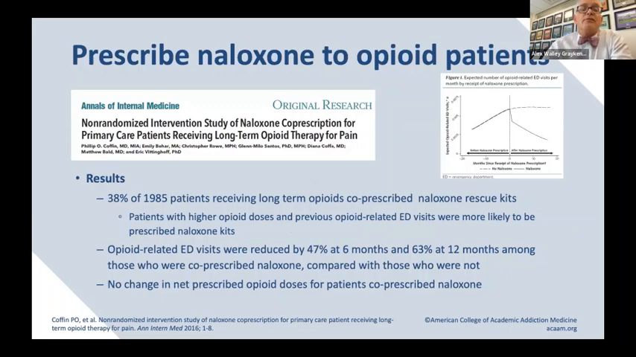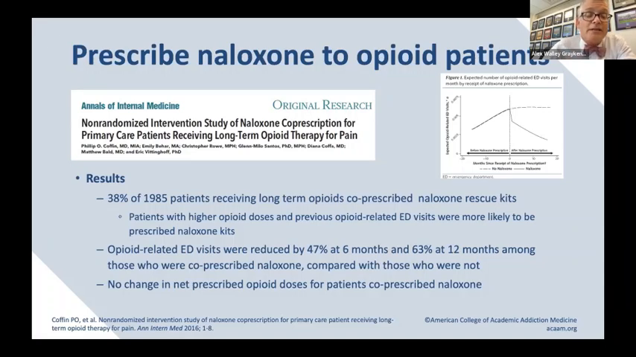So just a little bit of research on the prescribing of naloxone to opioid patients. This was a non-randomized intervention study of naloxone co-prescription for primary care patients receiving long-term opioid therapy for pain, led by Philip Coffin's group at the San Francisco Department of Public Health. And so what they did was they created an implementation project where they sought to have everybody who receives long-term opioids co-prescribed naloxone rescue kits.